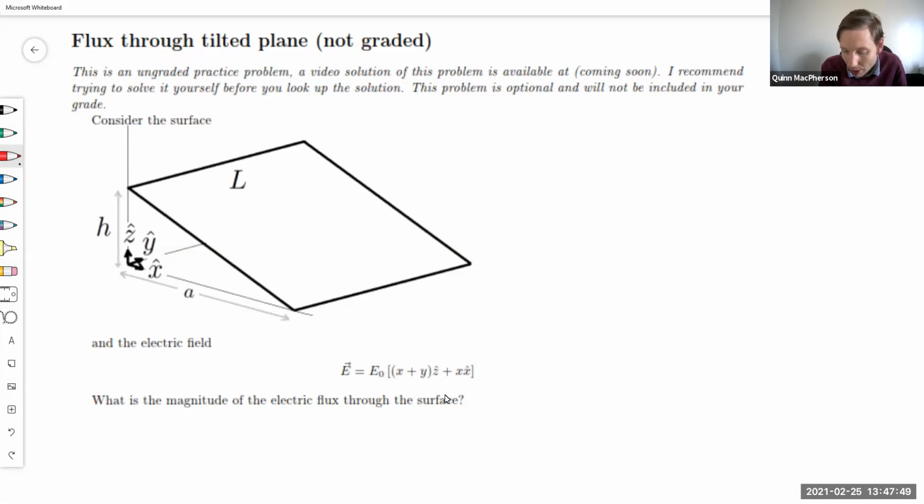It's some amount in the z direction and some amount in the x direction. So we can think of it as pointing out like that. So we want to find the flux of that electric field through that surface.